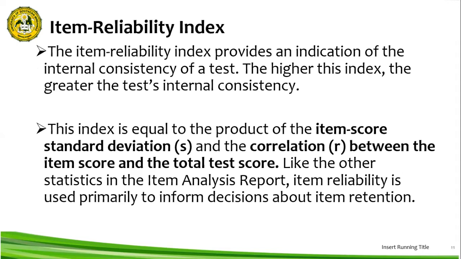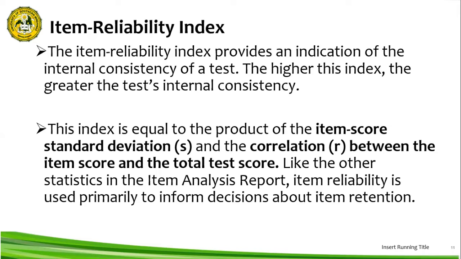Now, next item is the item reliability index. The item reliability index provides an indication of the internal consistency of a test. So the higher the index, the higher the test internal consistency. This index is equal to the product of the item score standard deviation, which we will learn how to get later, and the correlation between the item score and the total test score.